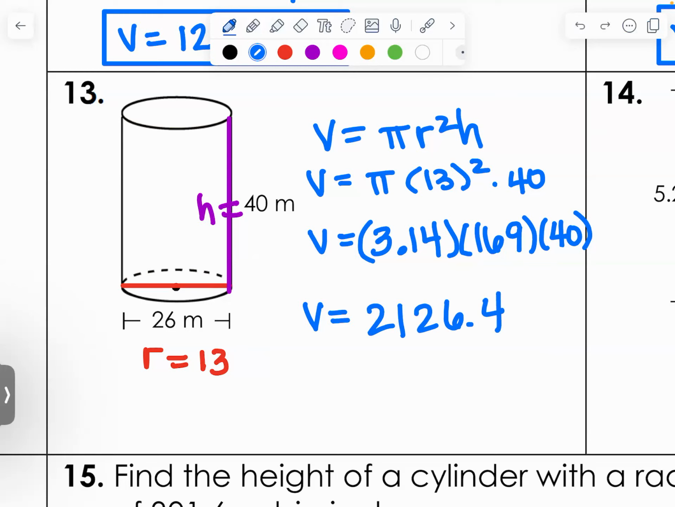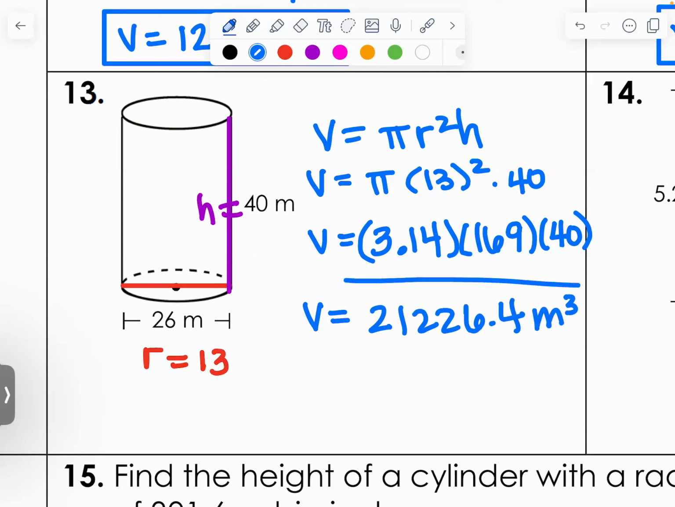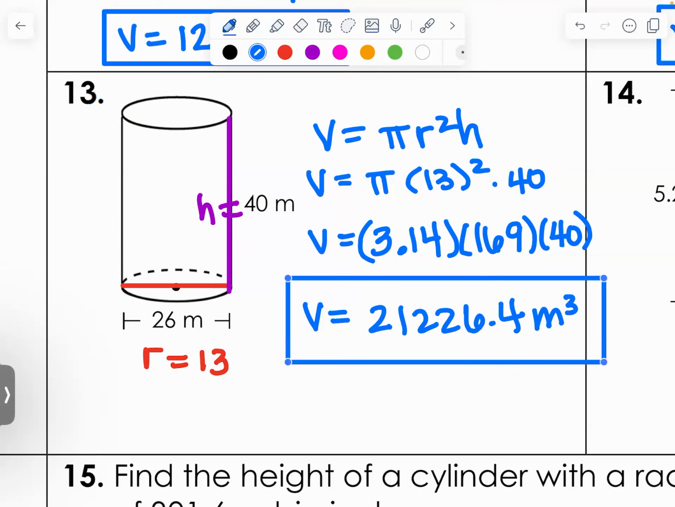Almost. 212,200. Nope. 21,226.2. Oh, I missed a 2 in there. 21,226.4. Meters cubed, not centimeters. We've got to pay attention that it's just meters this time. Do you know why it's meters and not centimeters? Because it says M. You know what? That's okay, but only this time. All right.